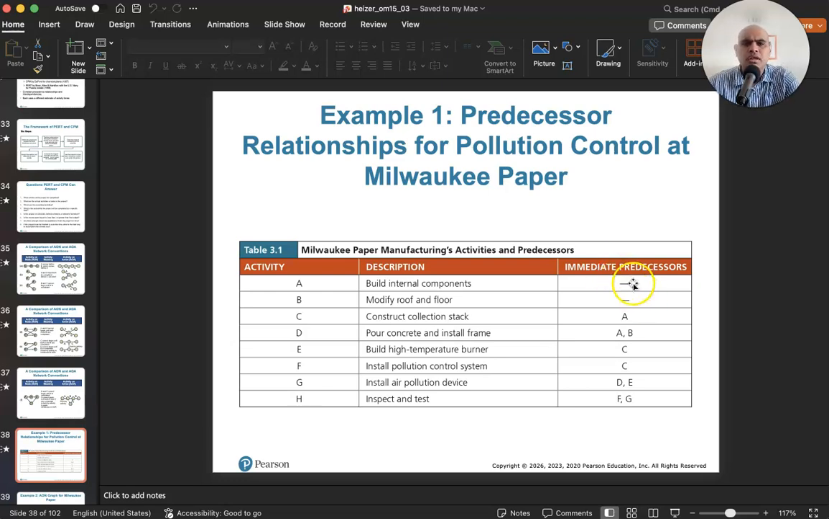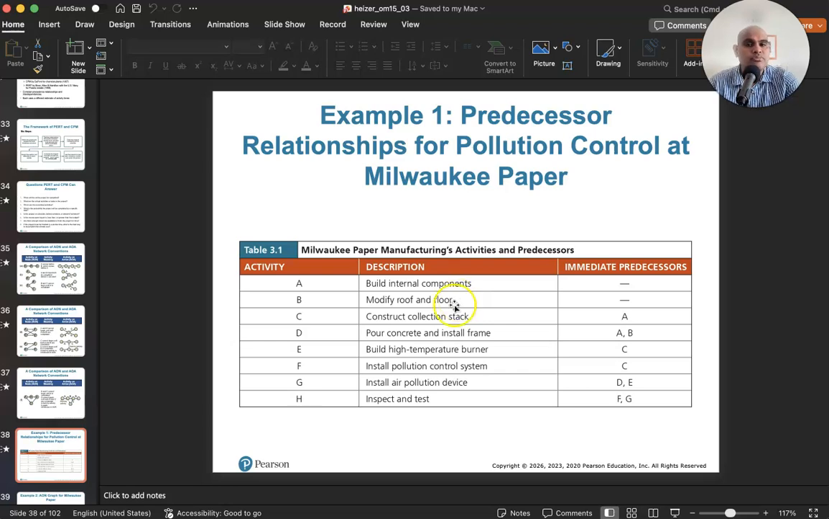Okay. So no predecessor, which means that as soon as you start the project, you can have one technician who starts building the internal components of the machine, and you can have another group of people working on the roof and floor, making sure that they're modified enough so that you can have your stack installed in the right place, right? So these 2 activities can happen at the same time. Now, activity C, which is construction of the collection stack, only needs to wait till you finish building the internal components. Once the components are installed, you can construct the stack, right? But pouring concrete and installing the frame, you will have to wait till both of these are done, not just the internal components, but also modifying roof and floor.